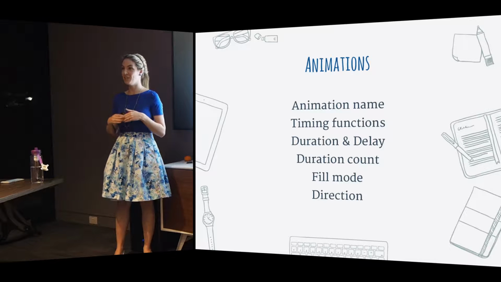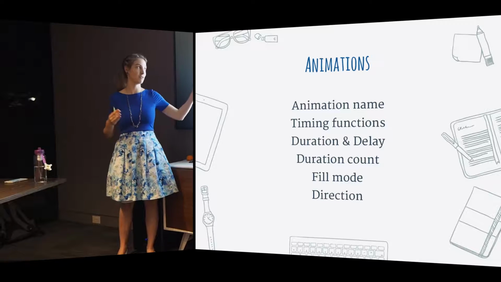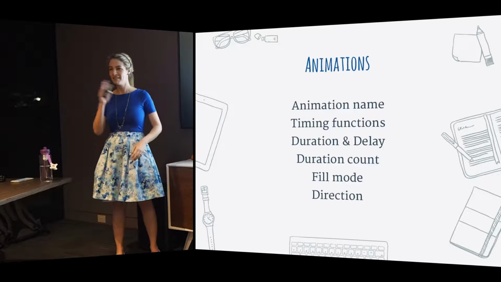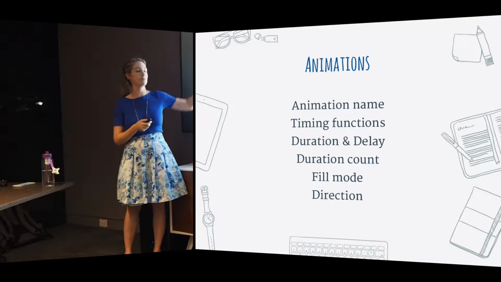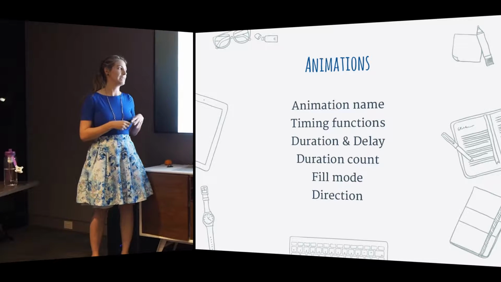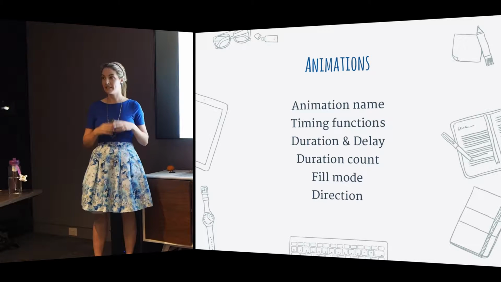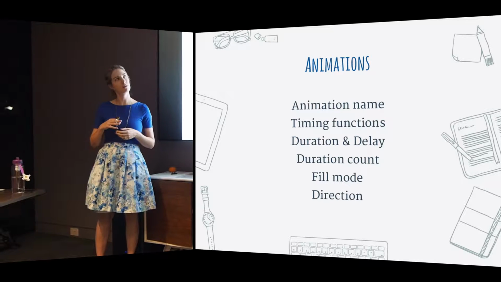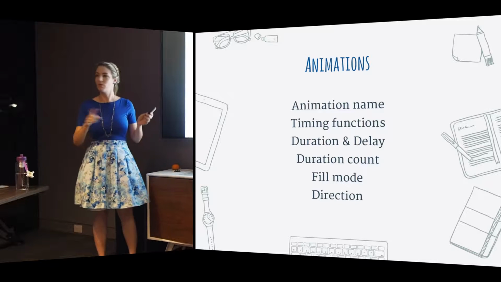If you want a delay in your loop, you actually have to put it in your keyframes and extend the length of the duration. It's a bit of a pain. I don't know why they didn't include it in the loop, but such is life. This takes milliseconds or second values. The next option is duration count. This can be infinite as a keyword, or you can specify a number. If you don't specify a number, I'm pretty sure it just runs once. I usually do infinite or once.